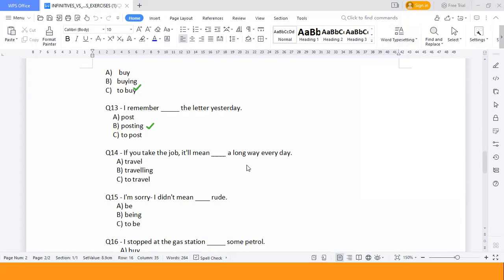I'm afraid so. To travel a long way every day. No, traveling. If you take the job, it'll mean traveling a long way every day. When the meaning of the word mean is implicar, as in this case, then you use an ing for it. Okay. That's the rule, okay?